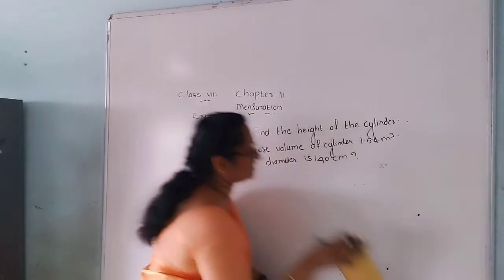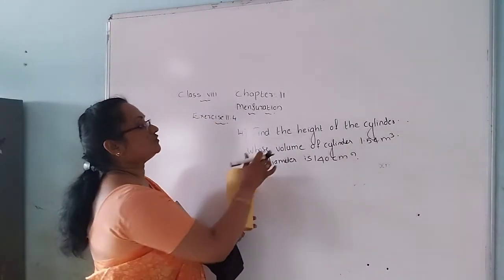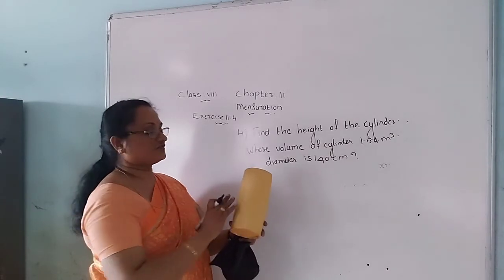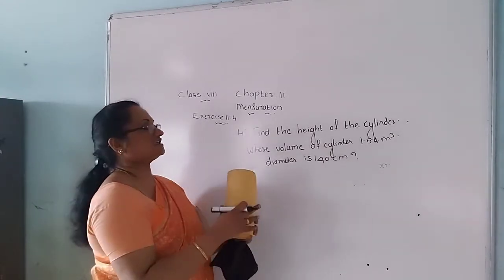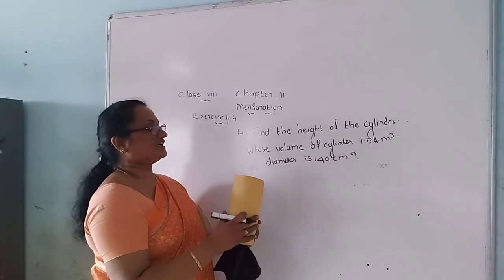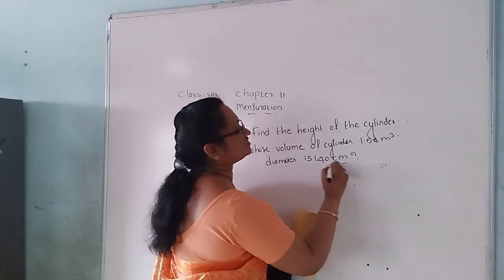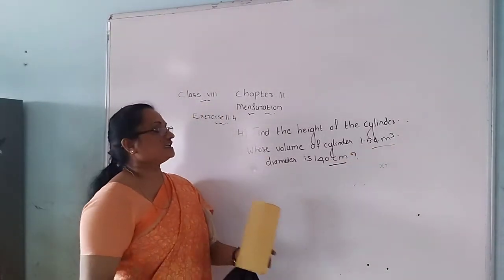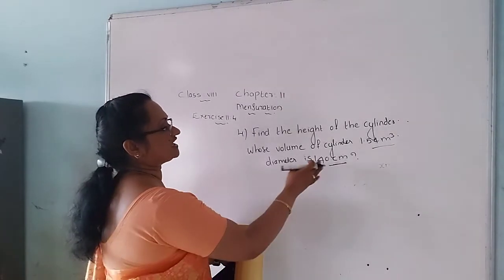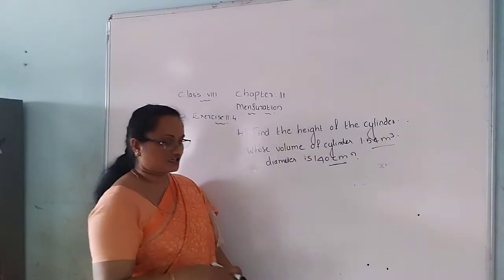This is the cylindrical shape. They asked to find out the cylinder height. What is the hint they have given? Total entire volume. Volume means how much capacity inside. Volume of the cylinder is given. Base diameter is given. But here is one problem. Diameter is in centimeter, volume is in meter. So here, converting centimeter to meter is easy.